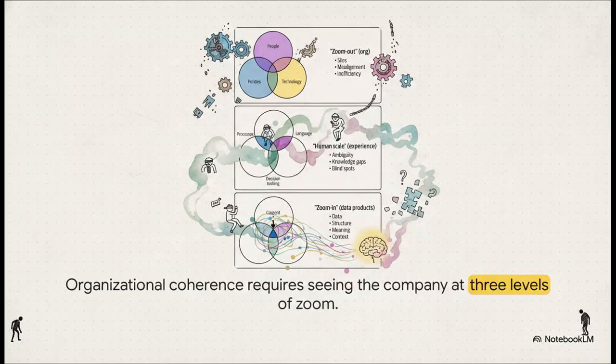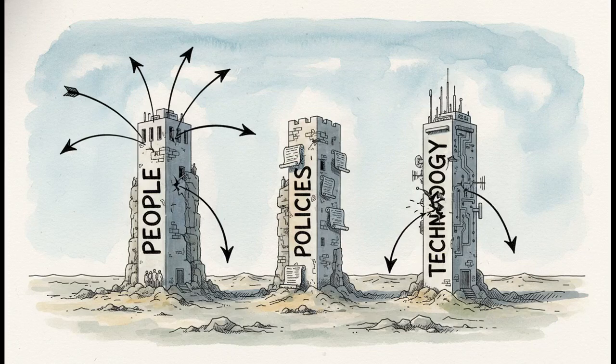Now this is where it gets really useful. The book maps out where these invisible killers hide, and it argues that we have to look at our companies from 3 different levels of zoom to actually spot them. First up, you've got the zoom-out view. Think of it like the 30,000-foot perspective. It's how your people, your policies, and your technology all interact. This is where those infamous departmental silos get built and where big-picture strategic misalignment starts.